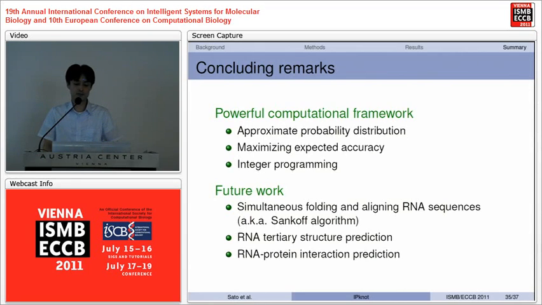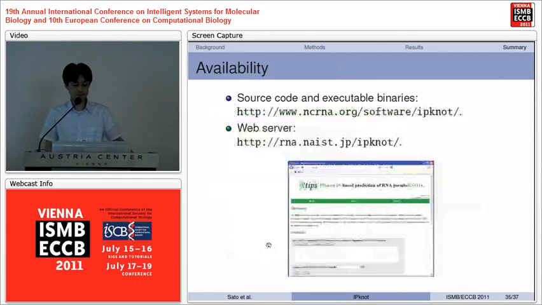We have already applied this framework to RNA interaction prediction called RactIP, and to this work, IPknot. We are planning to develop several applications of this framework, including these applications. The source code and executable binaries of IPknot are available here, and a web server is also available here.